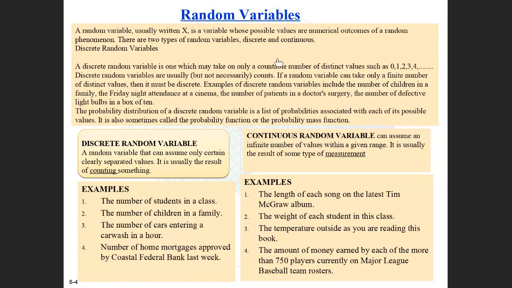Okay. So a discrete random variable is one which may take on only a countable number of distinct values. It can be 0. They're integers and can go to whatever. And discrete random variables are usually, but not necessarily all the time, counts. And what is a count? What's another word for a count?